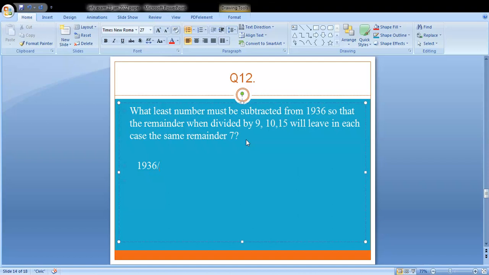Okay, and 15 is 3 times 5, 9 is 3 squared, and 10 is 2 times 5, so the LCM is 90. So the LCM of the three numbers 9, 10, and 15 is 90.